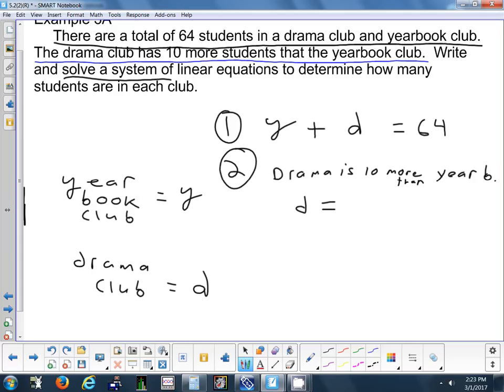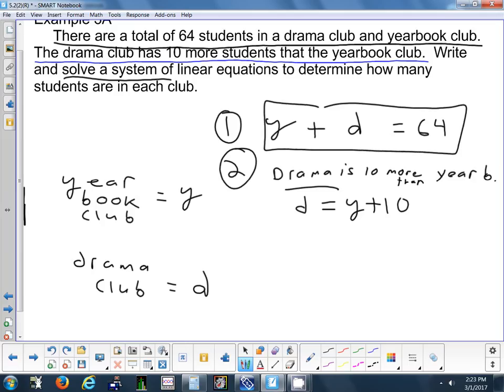So how would you write 10 more than yearbook? Emma? D equals y plus 10. Yeah, exactly. That's your second equation. That's the first one. That's the second one. The drama club is 10 more than the yearbook club. Okay? Or you could say yearbook club increased by 10. It's the same as saying 10 more.